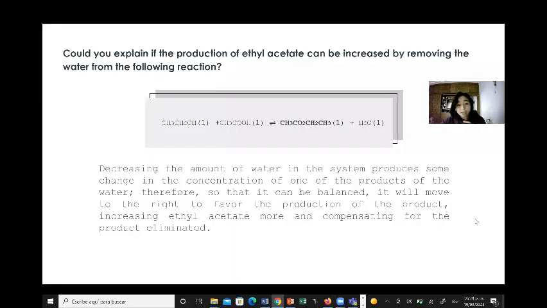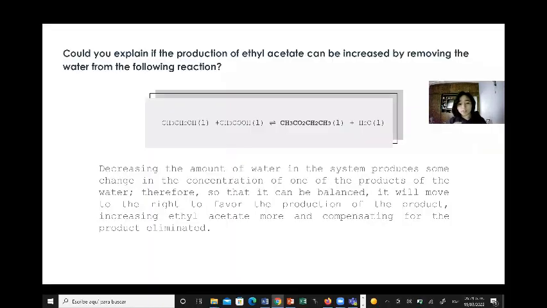Could you explain if the production of ethyl acetate can be increased by removing the water from the following reaction? Well, decreasing the amount of water in the system produces a change in the concentration of the product, water. Therefore, the equilibrium will shift to the right, increasing the ethyl acetate to compensate for the product eliminated.